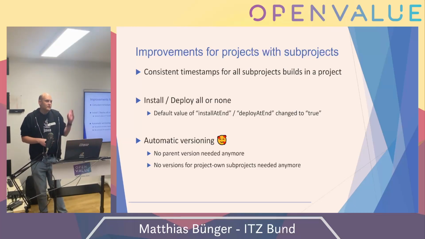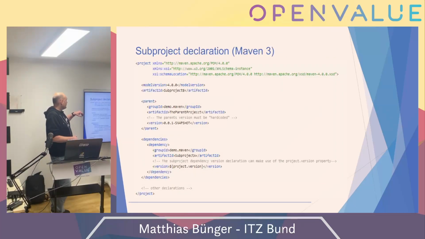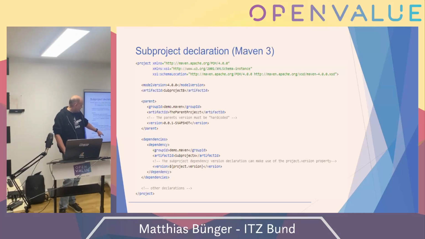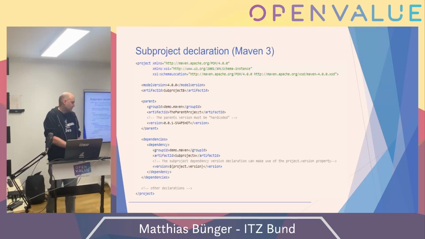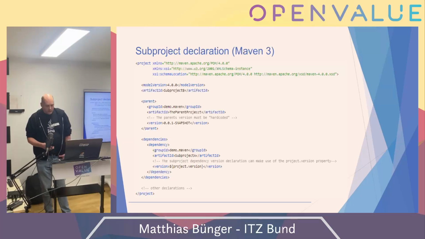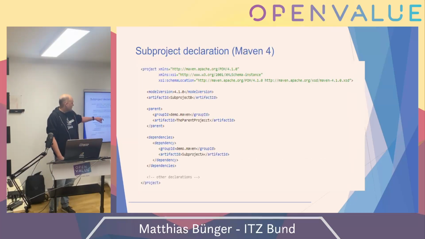Maven 4 introduced automatic versioning, and that's the point where I showed in the table before why you don't have to declare your project's own dependencies, or you don't have to fully declare them anymore. To be more precise, you don't have to define the parent version or the version of your project's own dependencies. What does it mean? If you have a subproject declaration in Maven 3, you have to hardcode the parent version for your parent. And for project-owned dependencies, you can make use of the project version variable or property, which is then resolved by Maven. Otherwise, you can also, of course, hardcode the version. In Maven 4, you don't need the information because Maven can handle it itself. You see here, no version attribute anymore, and for project-owned dependencies also.